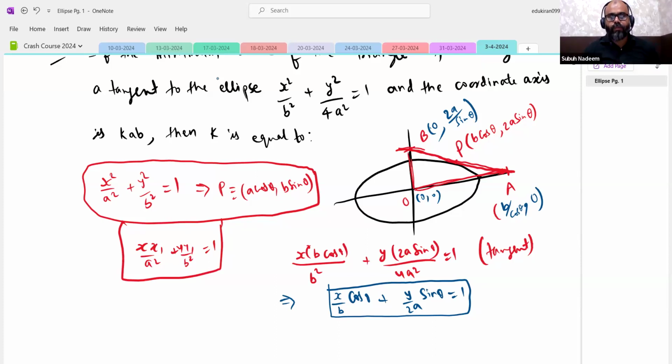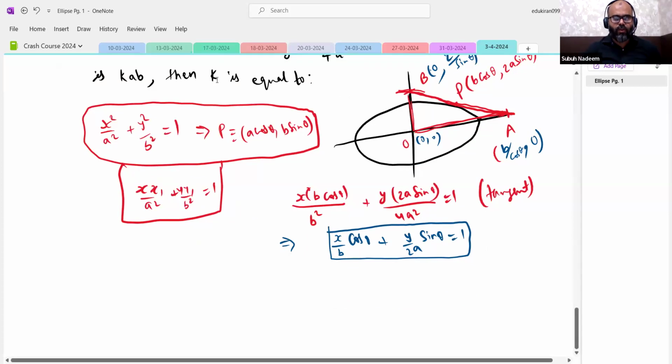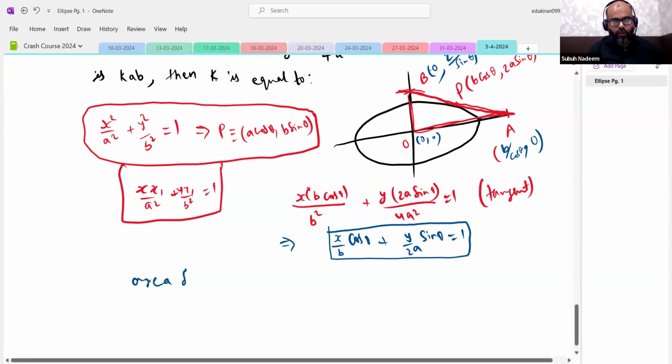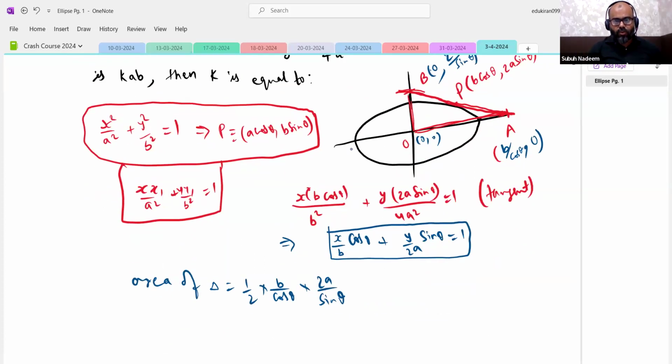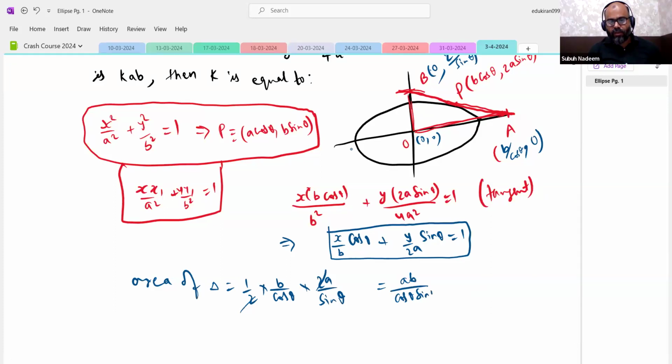Origin is 0, 0. Now what is the area of triangle? Area of triangle is half into base into height. So if this is a right angle triangle, area of triangle is equal to half into base B by cos theta and height 2A by sin theta. This is what we have, 2A by sin theta and B by cos theta. So 2 cancels. It is AB by cos theta sin theta.